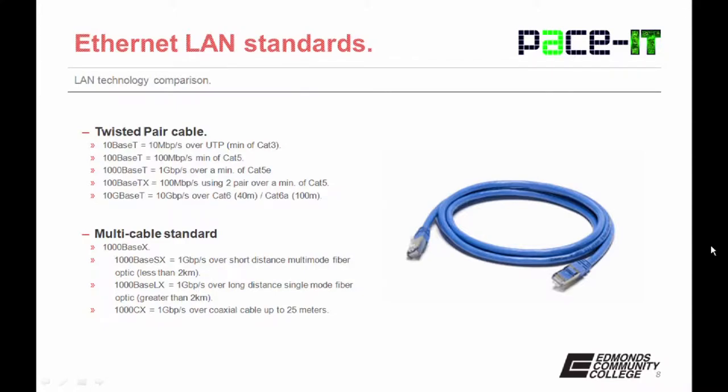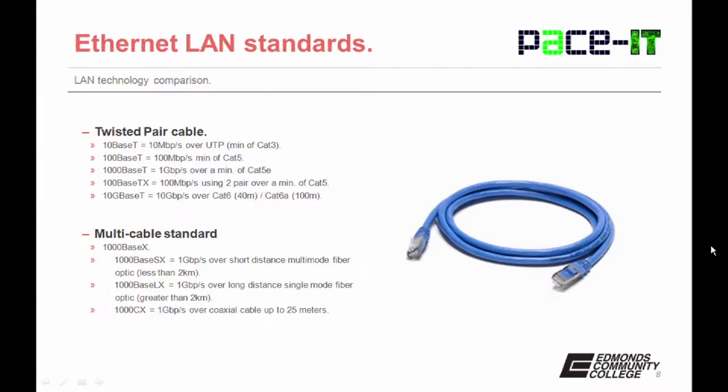There is a multi-cable standard. That's usually called 1000 base X, and it can be broken out into three subcategories. There's 1000 base SX, that's 1 gigabit over short distance multimode fiber. That usually is less than 2 kilometers in distance. Then there's 1000 base LX. That's 1 gigabit over long distance single mode fiber. And those runs are greater than 2 kilometers.